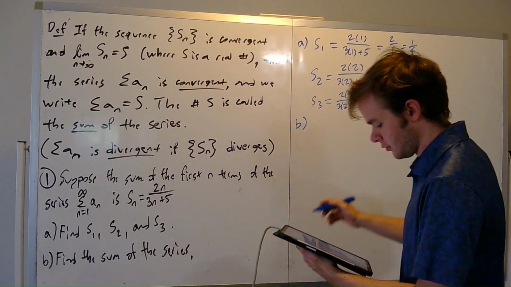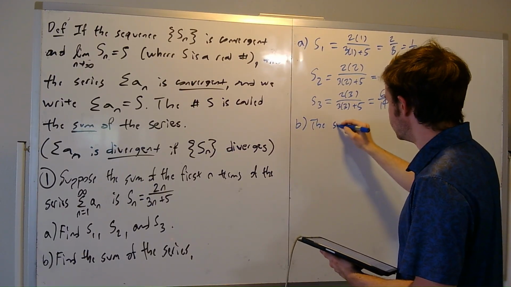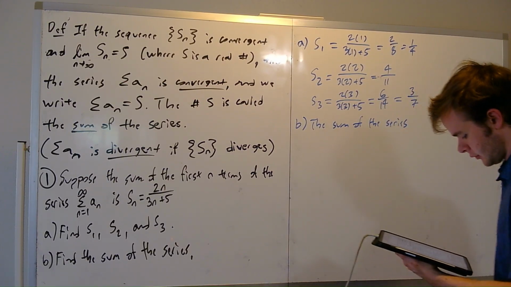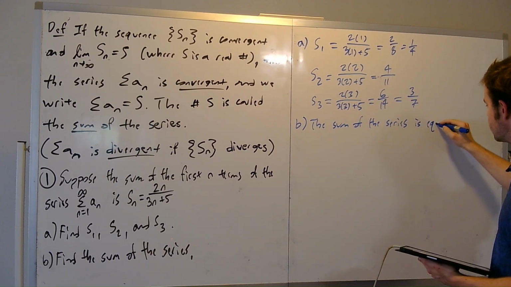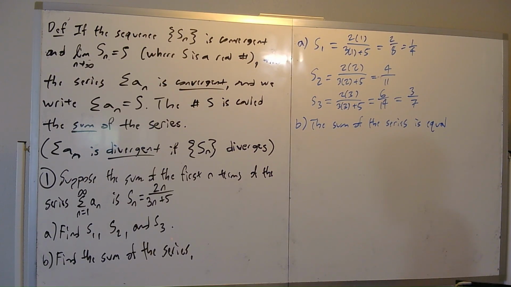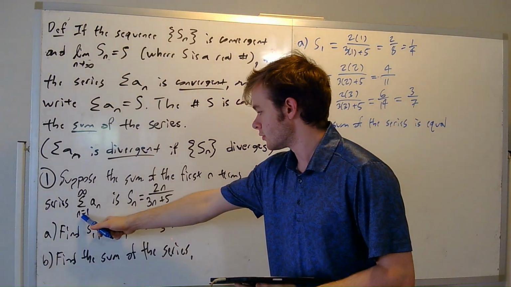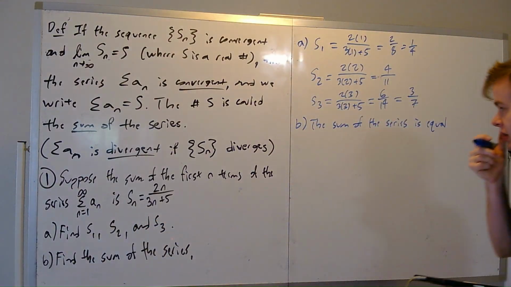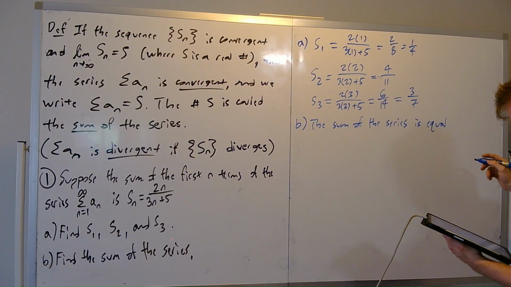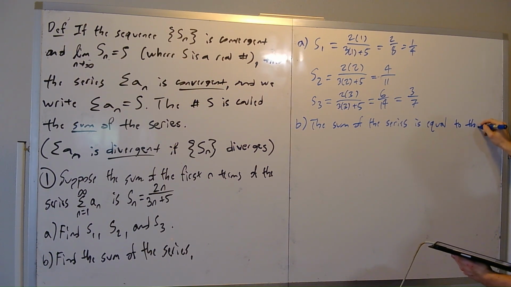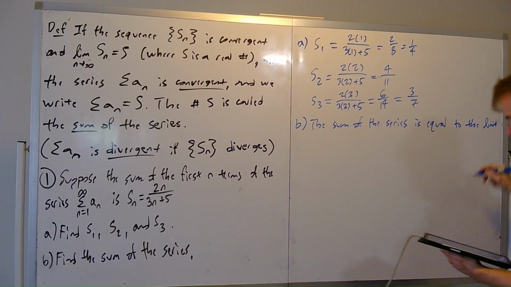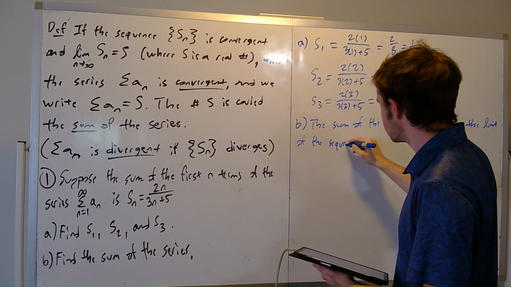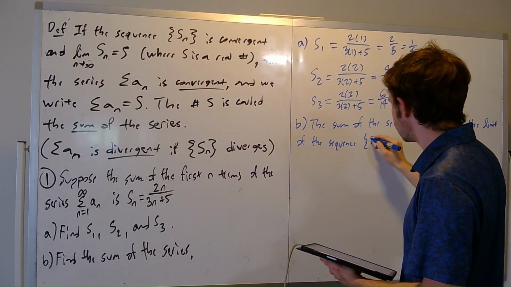So for part B, we need to find the sum of the series. The sum of the series is equal to, so you can pause here and think about how we are going to find this entire series given this equation. And the answer here is the sum of the series is equal to the limit of the sequence S_n.